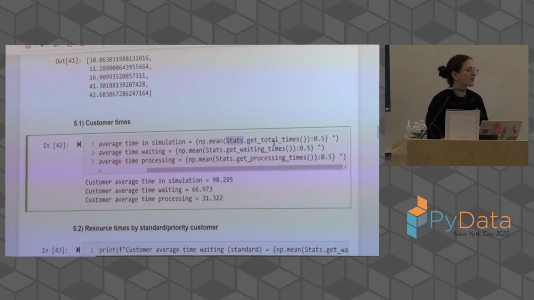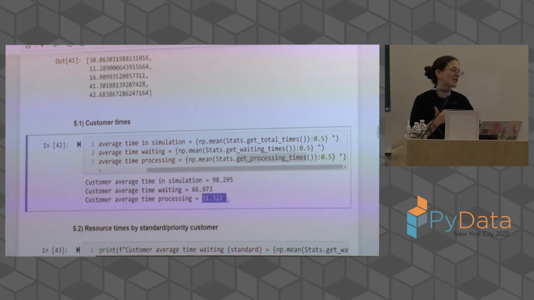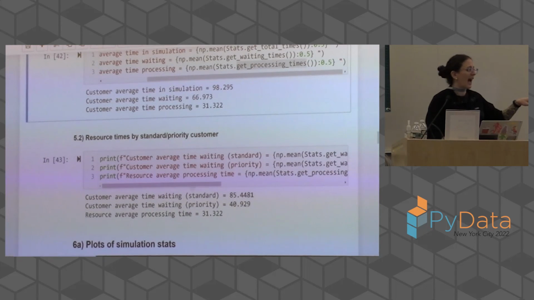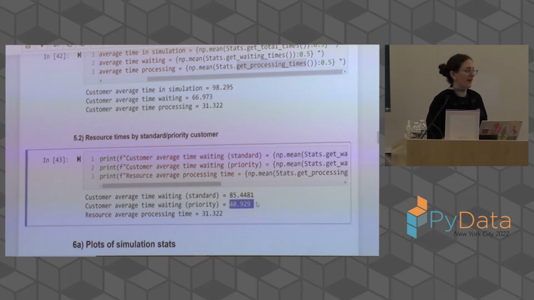So we can get the total times, and here I'm running the mean on all of these. So total times, waiting times, and processing time. So in my simulation, total time, 99. Waiting time before I got to a resource and was served. And then, of course, processing time, so this is how long you're on the phone with the help desk, was 33. I can also, because I set a priority, I can get the customer average waiting time, standard versus priority.